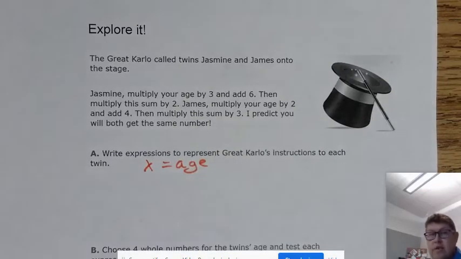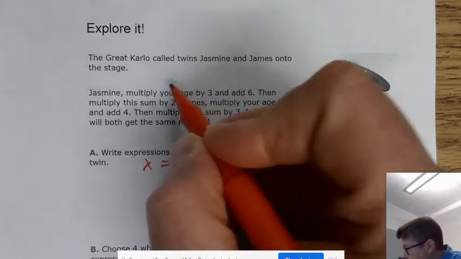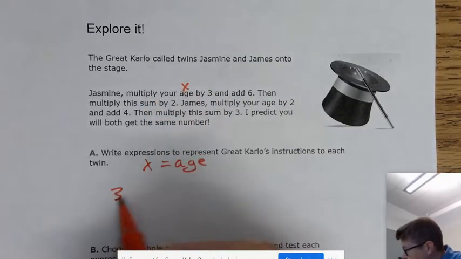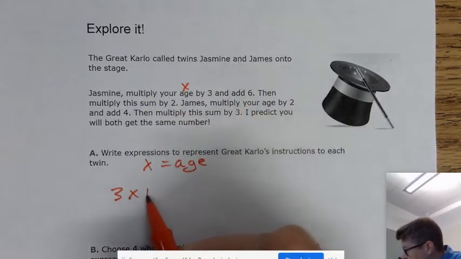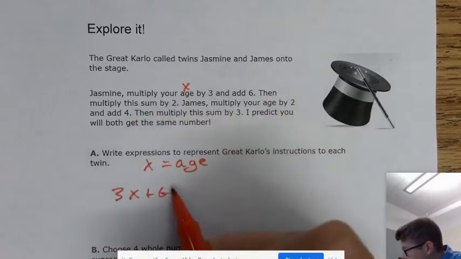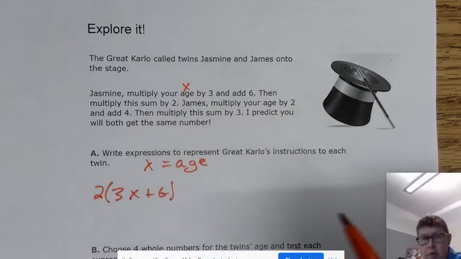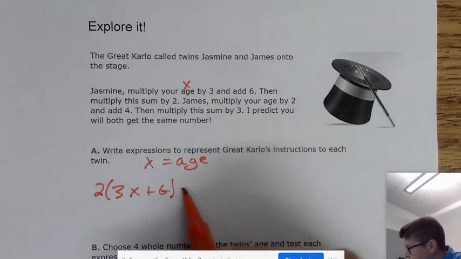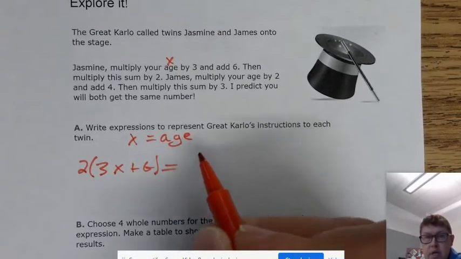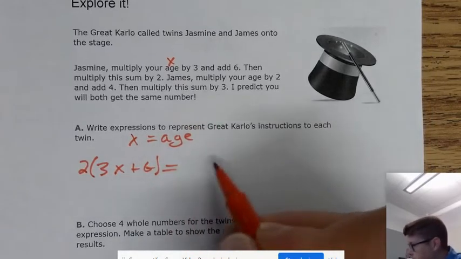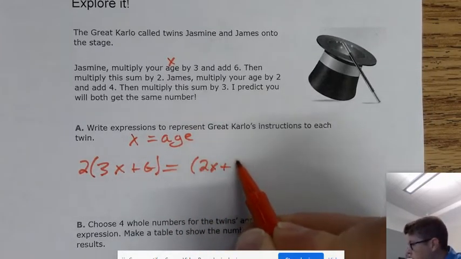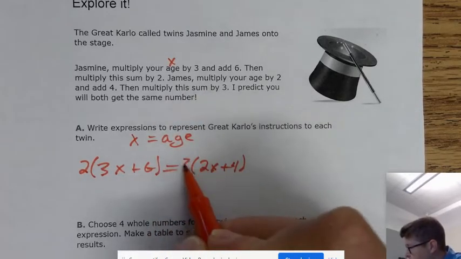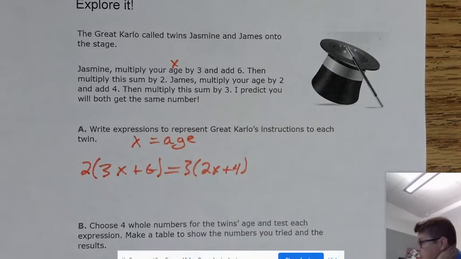All right, so we'll define our variables as x equals age. So our age is right here. Multiply your age by 3, so that's 3x. Add 6. Then multiply this sum by 2. So we take that whole thing and multiply by 2. And since he's predicting we'll get the same number, we say equals, right? We got James, multiply your age by 2 and add 4. I left a little space here. Then multiply this sum by 3. I predict you'll get the same number.